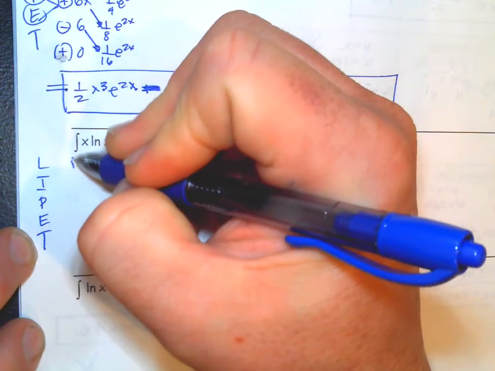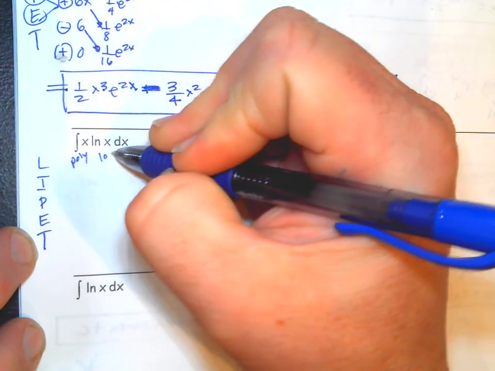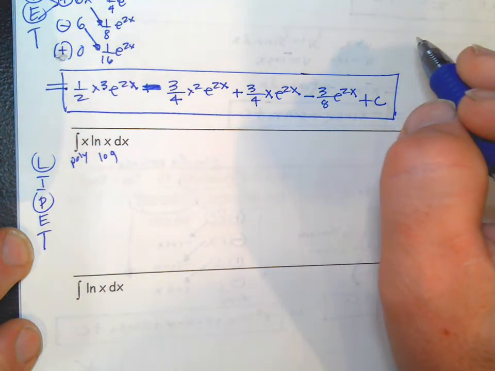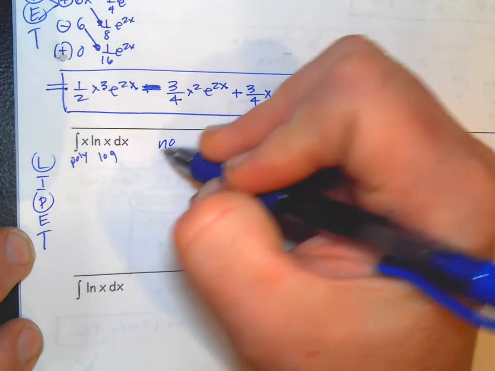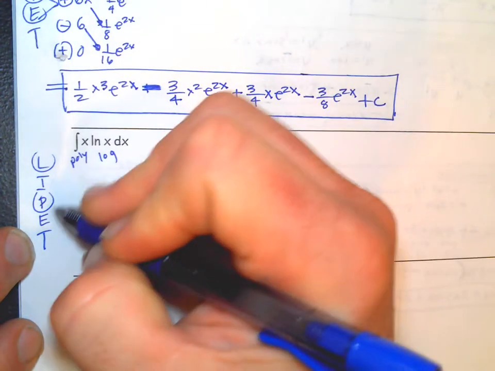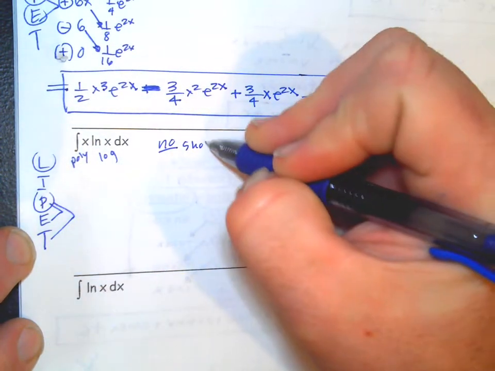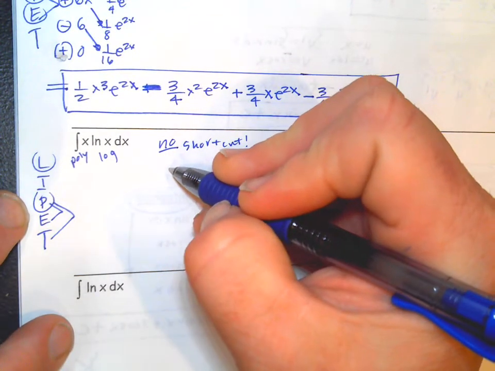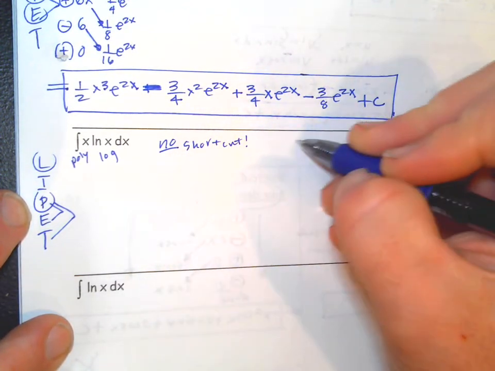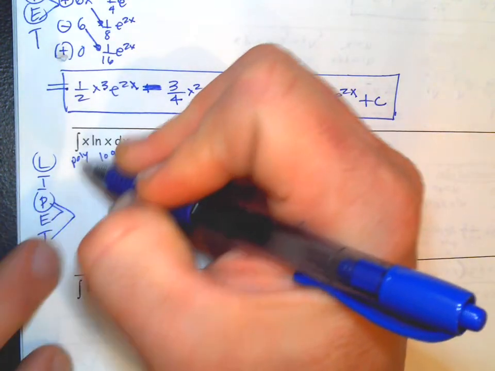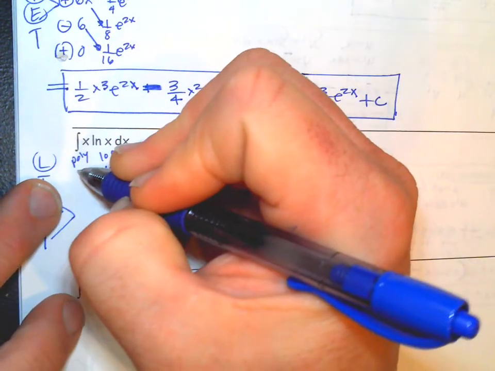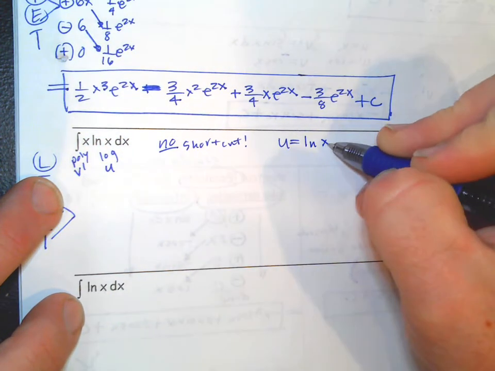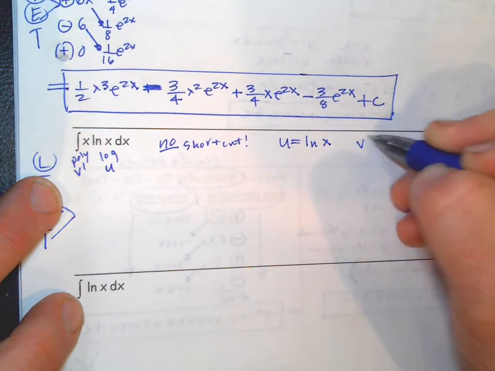Okay, this is poly. This is log. So we got poly-log. Can we use a shortcut? Nope. No shortcut. The shortcut is poly-expo, but poly-trig. No shortcut. So u is the one earlier: the log is u, and the poly is v prime. So u equals natural log x, and v prime equals x dx.